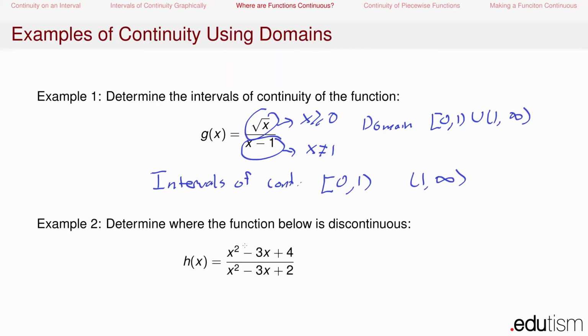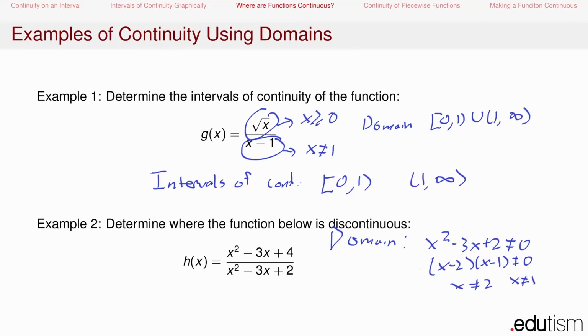In this example here, we want to figure out where the function is discontinuous, which means we want to figure out where the holes are in the domain. Well, the domain here is going to be the restriction that the bottom of this fraction, x squared minus 3x plus 2, cannot be 0. If we factor this polynomial, we get x minus 2 times x minus 1 cannot be 0, which means that x cannot be 2 and x cannot be 1.